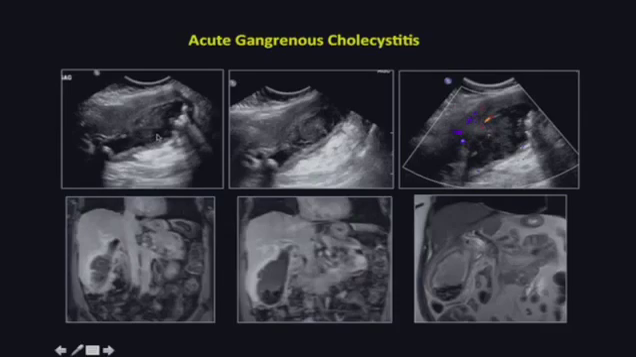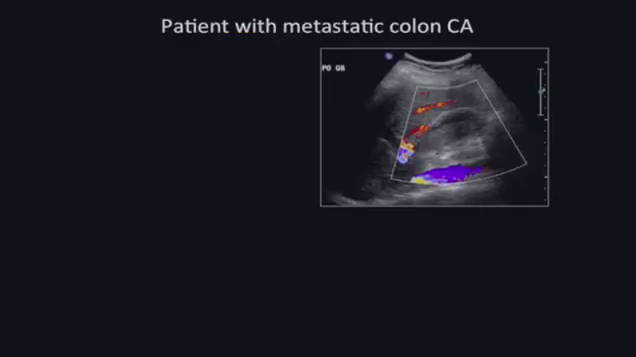So in this case of complicated cholecystitis, sometimes it is difficult to differentiate from gallbladder carcinoma, but with appropriate further imaging exam, we should be able to differentiate between gallbladder cancer and complicated cholecystitis.